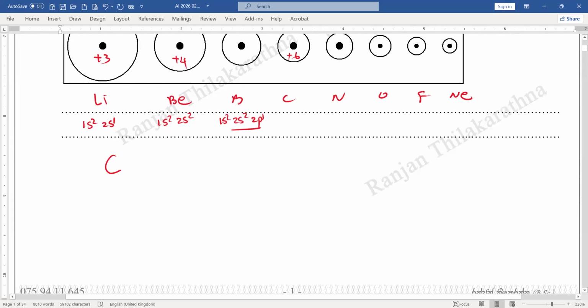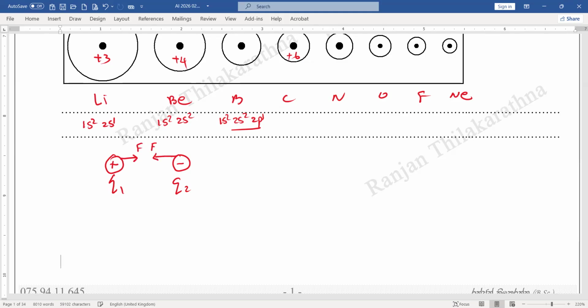Something like this. Say you have two charges, maybe here plus and here minus. Say this is Q1 charge and here Q2 charge. Then these are opposite charges. There will be a mutual attraction, F and F, mutual, equal on each. That can be calculated by F equals K times Q1 Q2 over R square. R is the separation, the distance between these two charges.